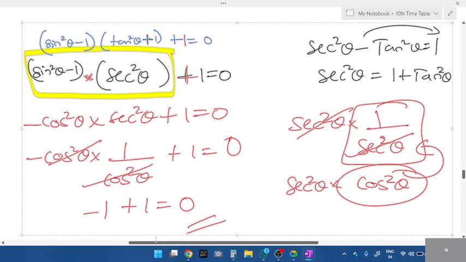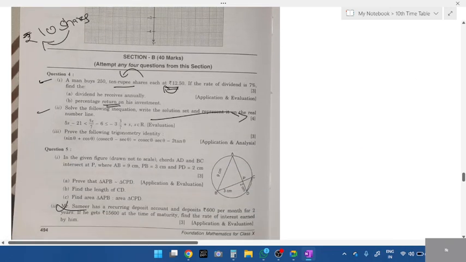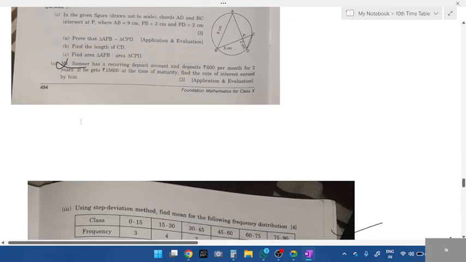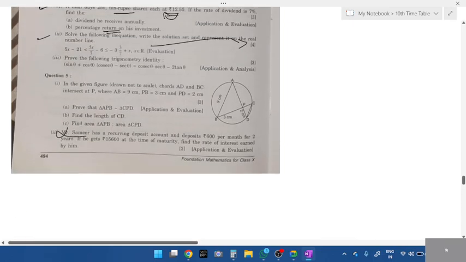Understood? Any doubts in trigonometry? This question, shall we do the next one? No, next question. See, this main is done. Along with that, I've even told you what the important questions are. I've solved those questions. Next, Mr. Samir has an RD account. I hope all of you have got this answer right. Did you all try this question?